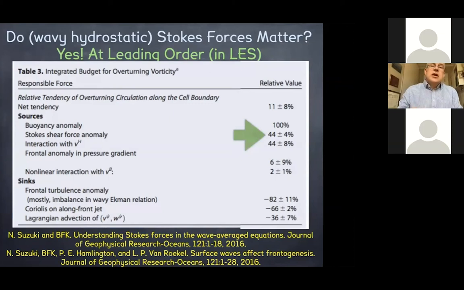And so if we diagnose how much of the vorticity associated with that overturning is contributed by different causes, the Stokes shear force causes about half as much as the normal forces that we think of in frontogenesis. So this is not a trivial effect. This is a leading order impact of the connection between waves and Stokes forces.